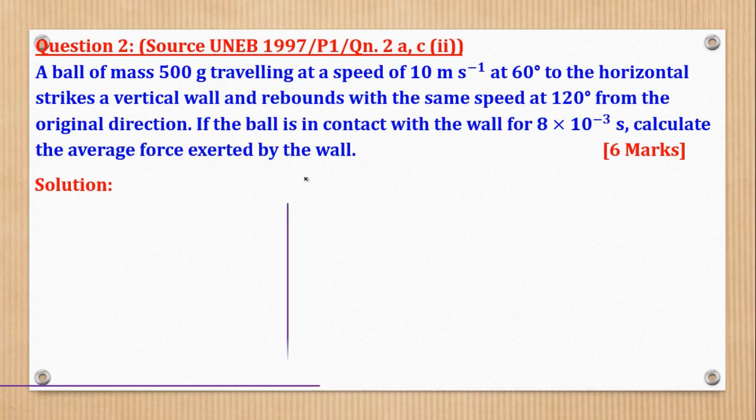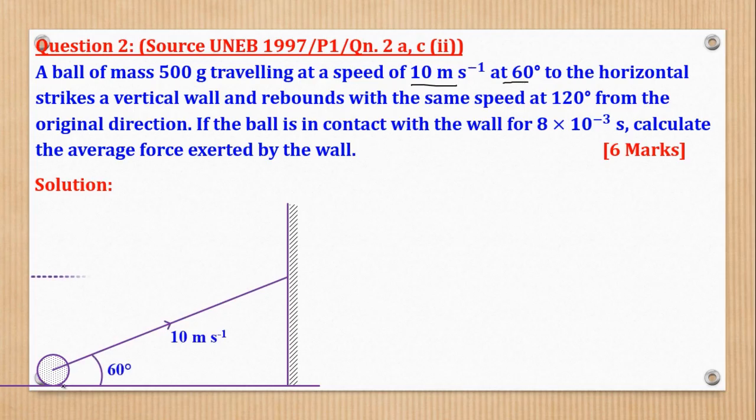So we shall need to make a sketch. We shall draw our vertical wall and we draw the ball at this point. Then they said it is moving with this speed at this angle to the horizontal. So that will be the direction, and this will be 60 degrees with this. So alternating angles, this angle will be the same as this.